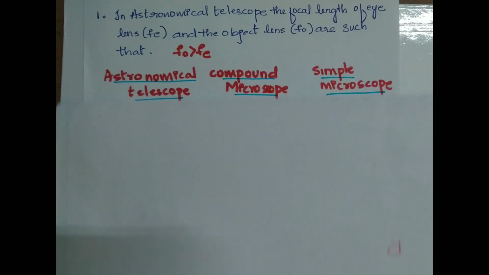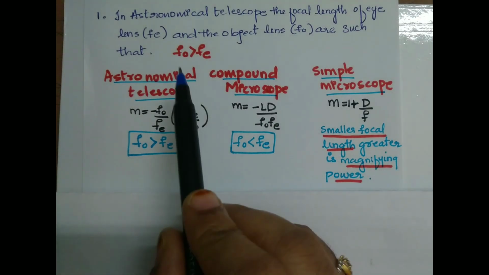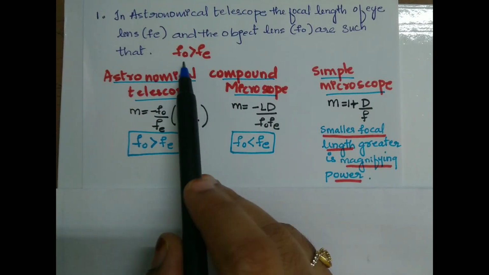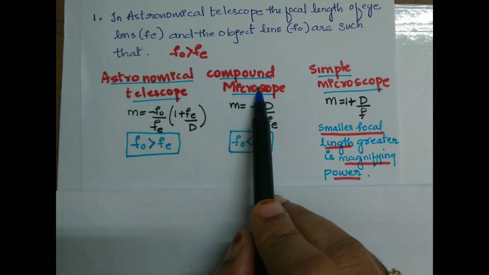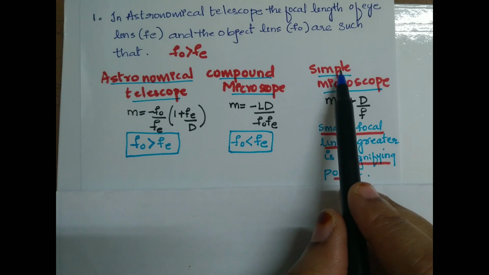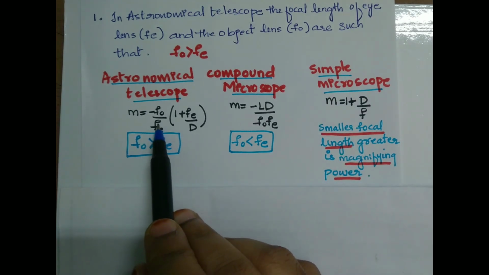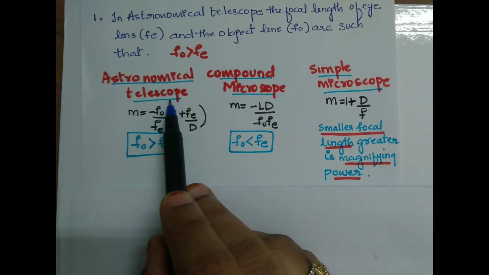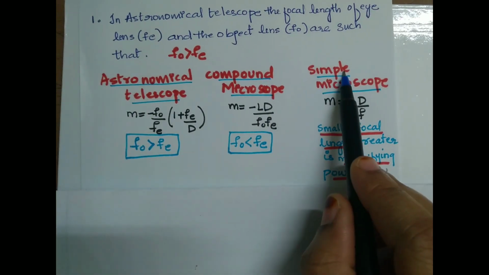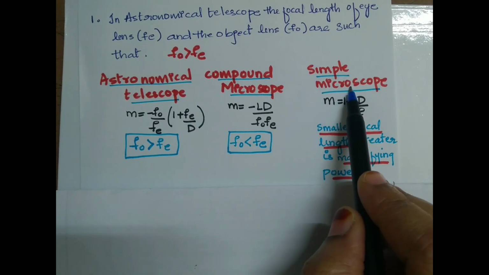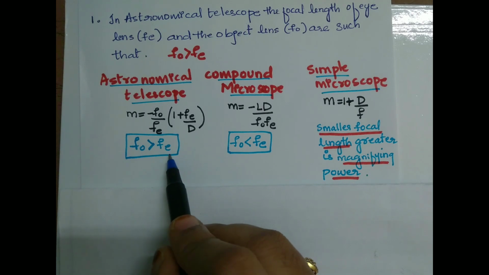So here there is a certain relationship which will help you to understand the relationship between the focal lengths. The first one is the astronomical telescope, then we have the compound microscope, then the third one is the simple microscope. This is the relationship of magnifying power: magnifying power of astronomical telescope, magnifying power of compound microscope, magnifying power of simple microscope. So you should remember this relationship.